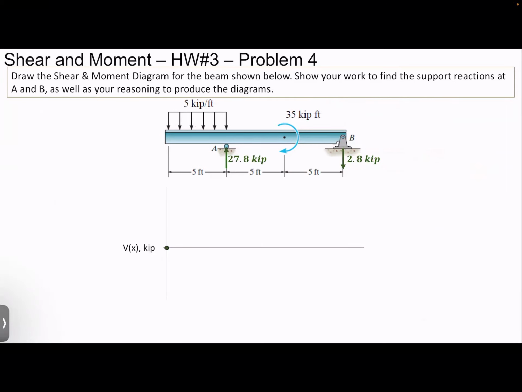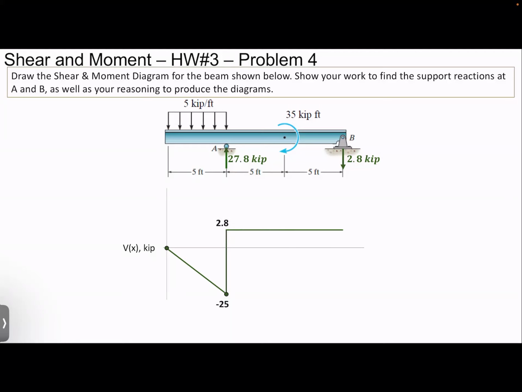So let's start with our shear, going from left to right, starting at the very end and remembering everything is in the units of kip here. We start at 0, and then we have that minus 25 from our distributed load, which is triangular. And then at point A, we get bumped up 27.8 kip. So now we're at 2.8 positive.